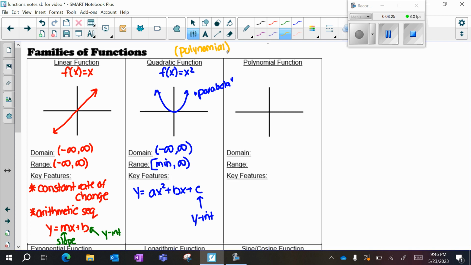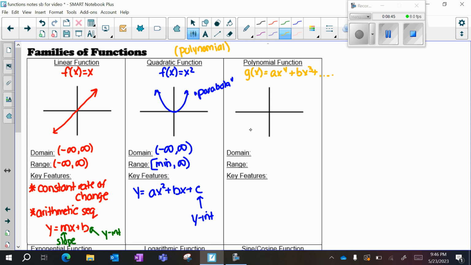Polynomials, in general, are ax to the fourth plus bx to the third plus and so on. And it doesn't need to be the fourth. The fourth is a quartic polynomial. It could be to the 10th. It could be to any power.